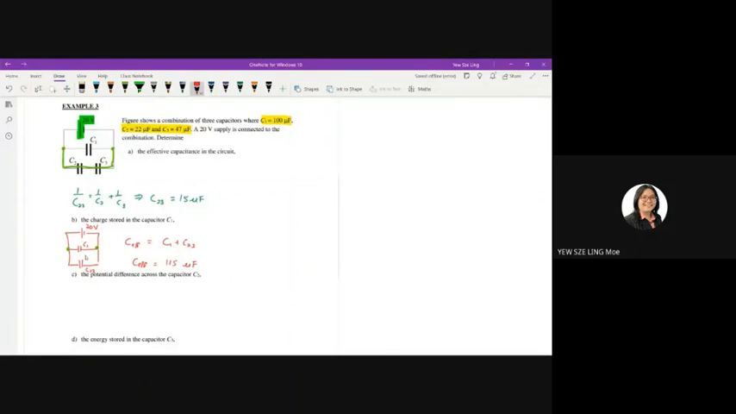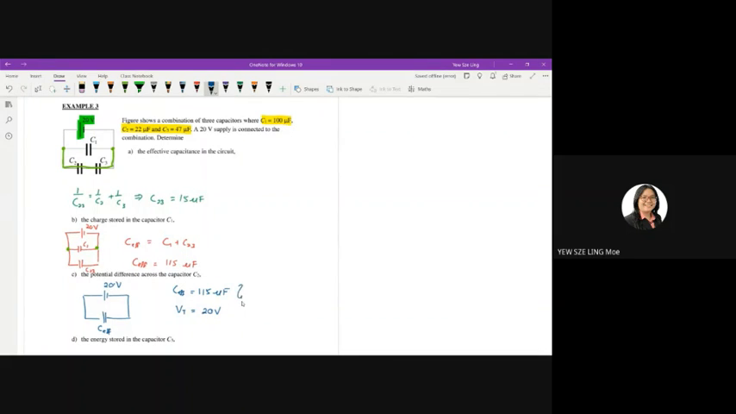Okay, 115 microfarad. So if you combine them together, basically this is your final diagram. You have a 20 volt supply right here, and then this is your C effective. If you got it right, your C effective equals 115 microfarad. According to the diagram, because C effective is connected in parallel with the power supply, if it is fully charged, V total is equal to 20 volt. Okay, V total across the effective capacitor is equal to 20 volt.